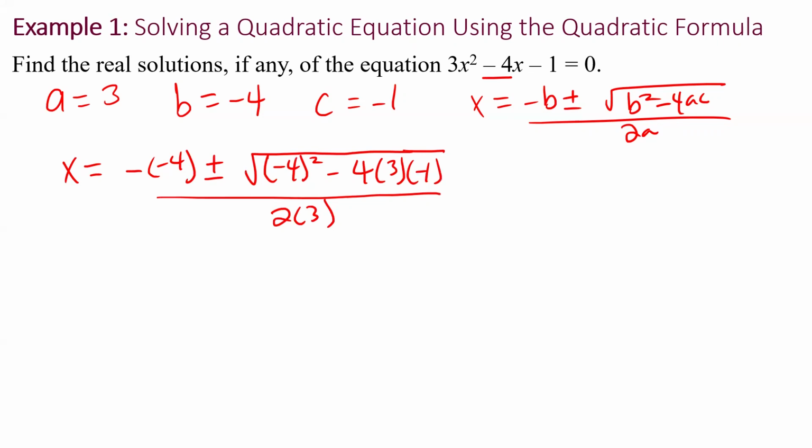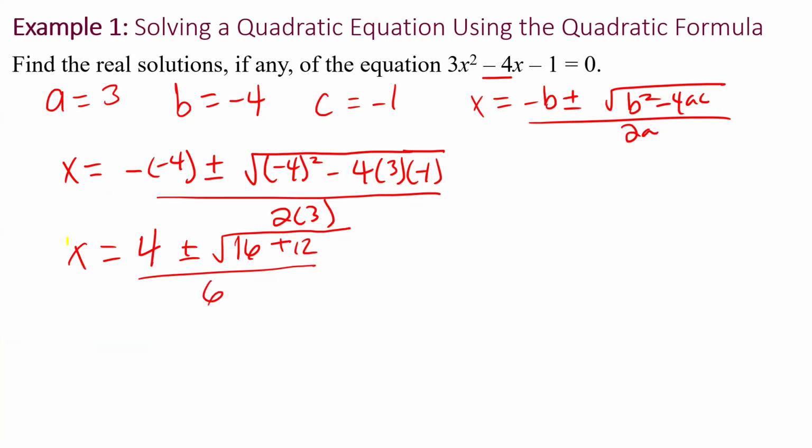Questions so far? And now you're going to start evaluating. A negative times a negative is a positive. Negative 4 squared gives me 16. Negative 4 times 3 is negative 12. Negative 12 times negative 1 is positive 12. All over 2 times 3, which is 6.